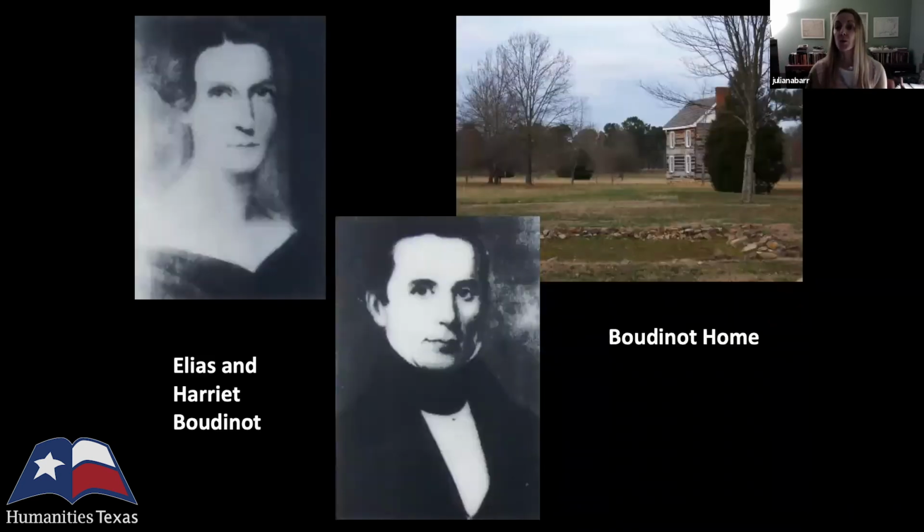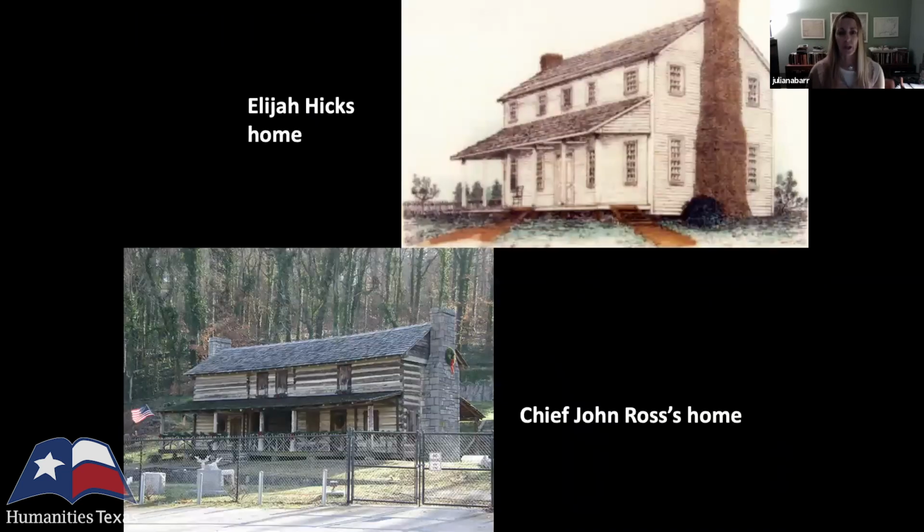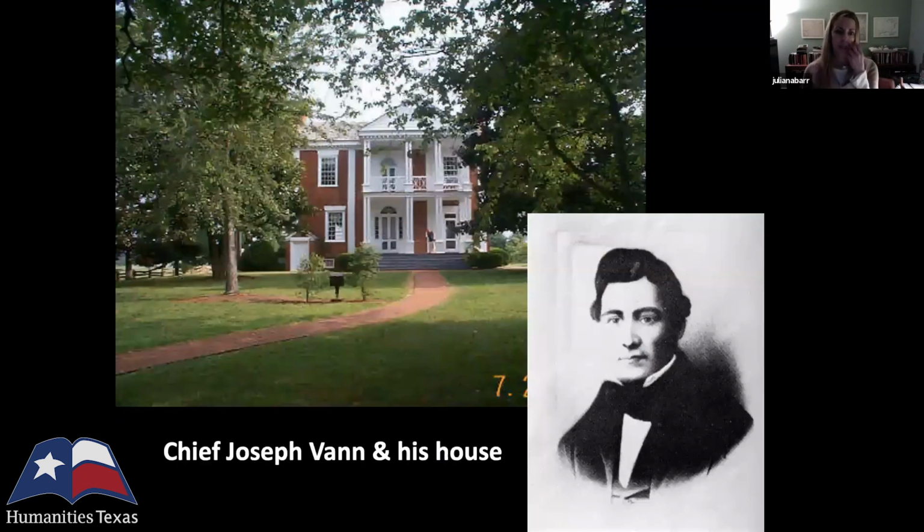Here is the Boudinot home. Here is Elijah Hicks' home, who you just saw in the map. And here's John Ross, chief. And if you go online, you can also see the even more fabulous house he will build in Oklahoma. And here, I want to stop and give a little bit more detail.